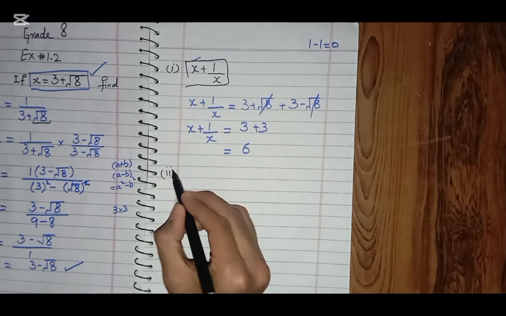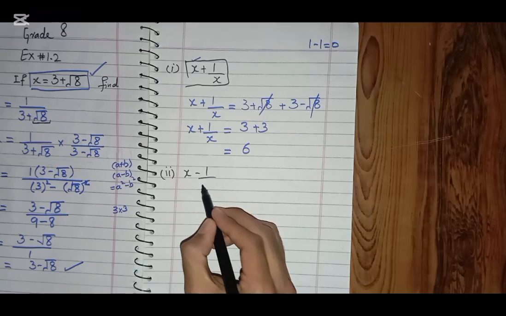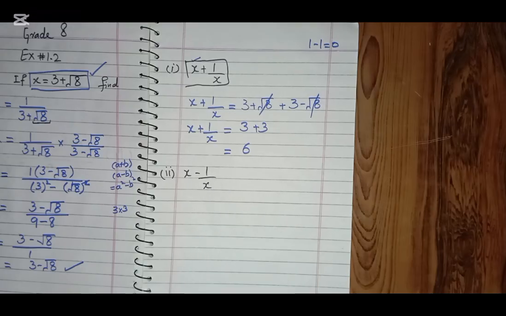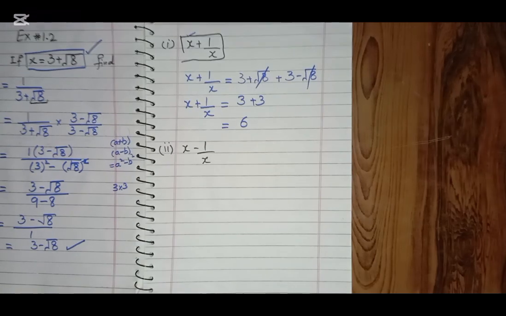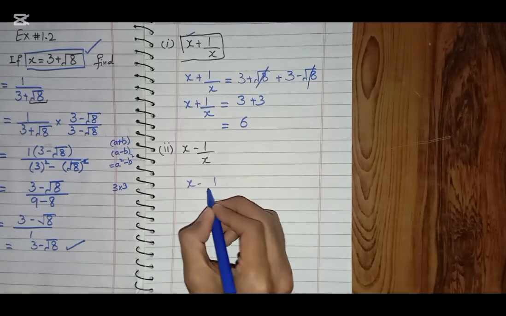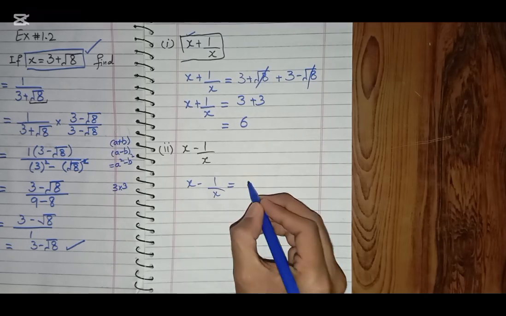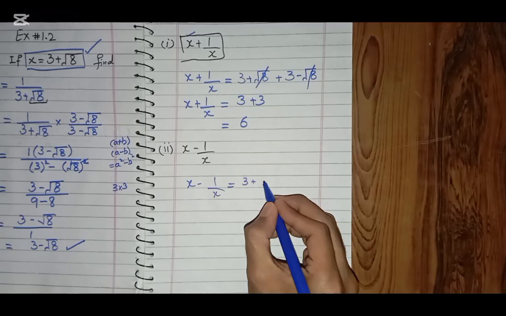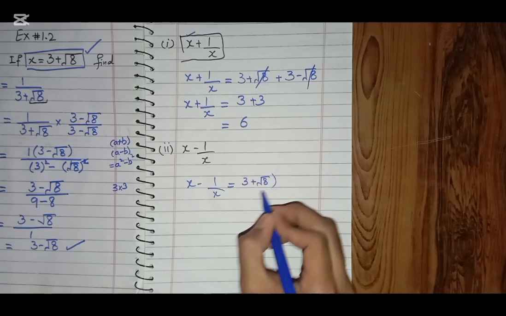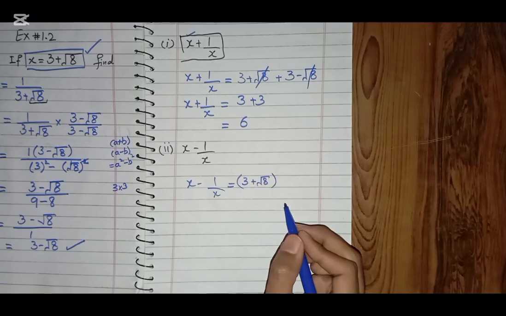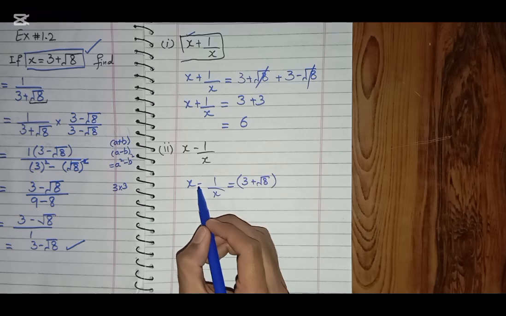If you see your second part, that is x minus 1 over x, it is also the same as you attempted in part number 1. This is x minus 1 over x. X is equal to 3 plus square root 8. You use brackets. Why do you use brackets? Because their sign is minus.